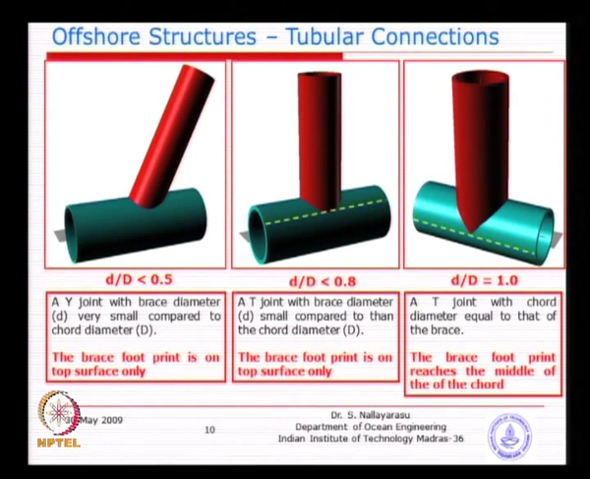So, when you have the d by D ratio close to 0.8, you can see they look almost similar, is it not. When you come to the right side, when they become equal, you can see the brace connection is coming all the way up to the middle of the cord member. So, you need to realize how this will be done, because this will be a singular point, both diameters are the same, and welding here becomes actually impossible, and that is why we do not want to have any brace member as big as the cord member.